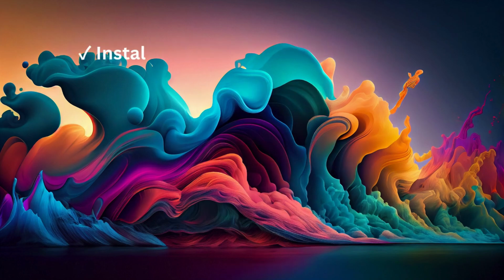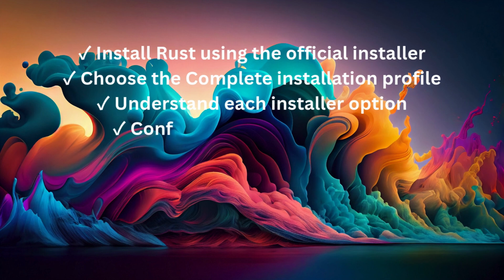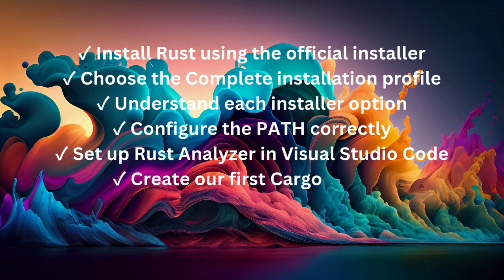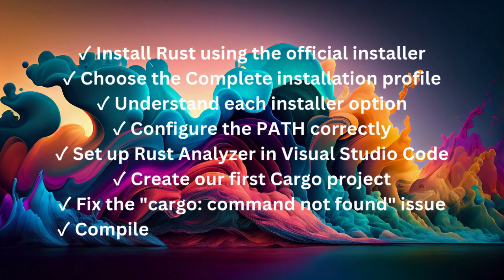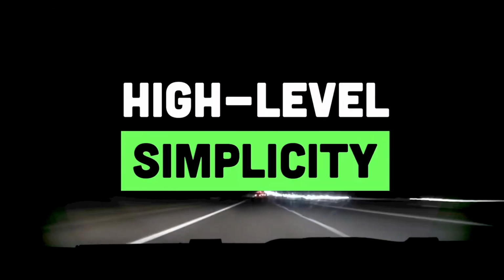To summarize, today we learned how to install Rust using the official installer, choose the complete installation profile, understand each installer option, configure the path correctly, set up Rust Analyzer in Visual Studio Code, create our first cargo project, fix the cargo command not found error, compile and run our first Rust application, which is wonderful and we have done a great job as a team.